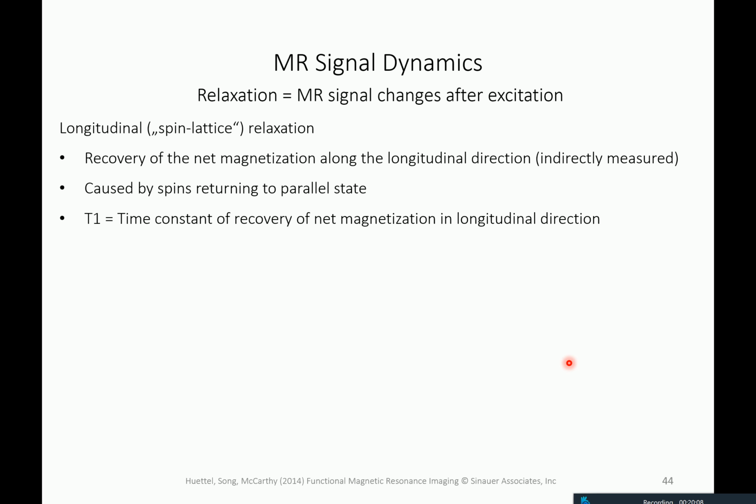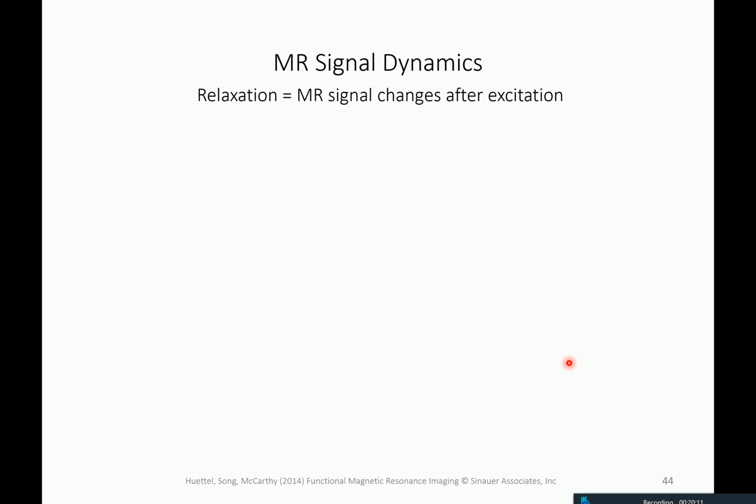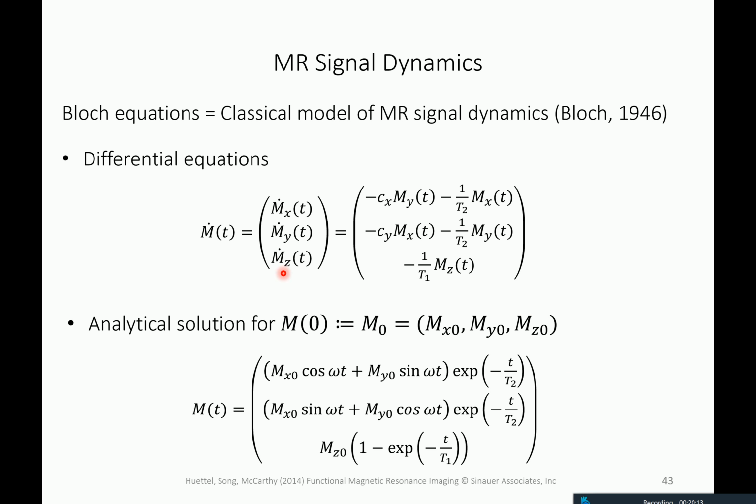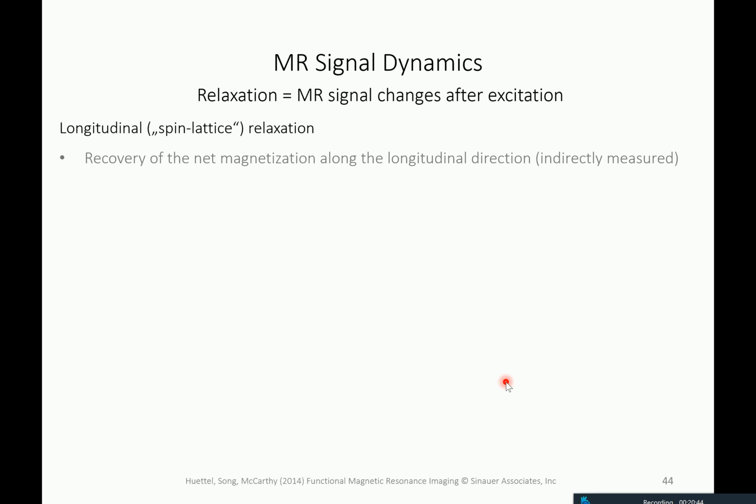But what is crucial is that the time constant of recovery of this longitudinal aspect is T1. We have that also in this equation. You see here that the change in the z direction is given by minus the value of the magnetization vector in the z direction times this T1 time constant, which, if you solve it, yields this exponential rebuild, which we will see. So this T1 time constant is what we are talking about here.